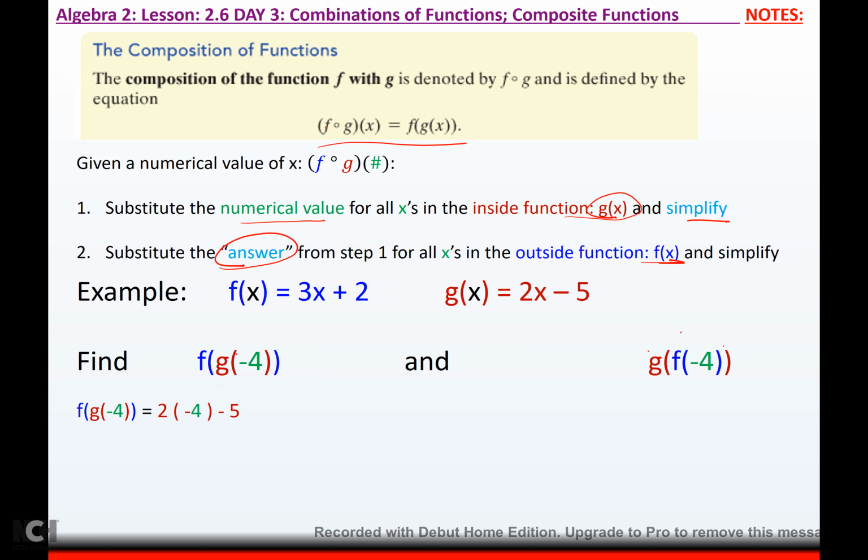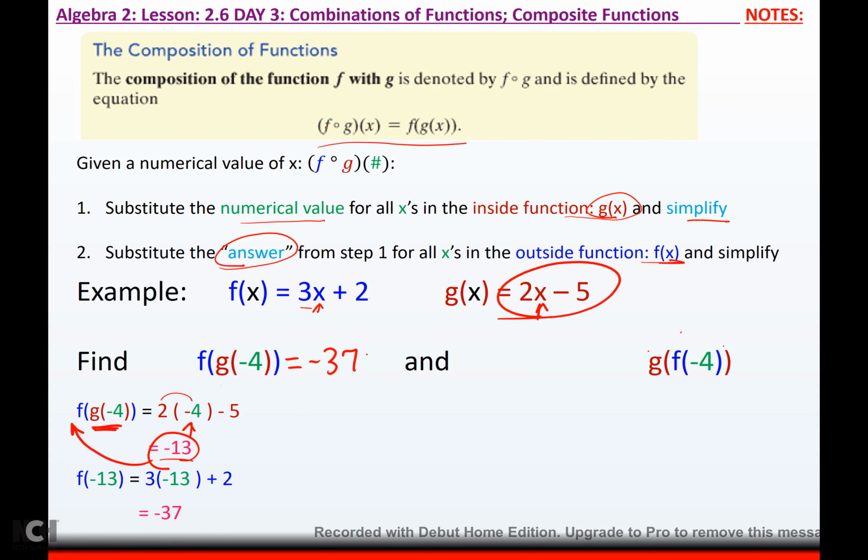To find f of g of negative 4, I go to the g function. I take out the x and replace it with negative 4. When I simplify that, negative 8 minus 5 is negative 13. Then I take that answer and put it into the f function. The f function says take 3 times whatever you're bringing and add 2. I brought a negative 13, so I stick that in for x, and I simplify that, and I get negative 37. So f of g of negative 4 equals negative 37.